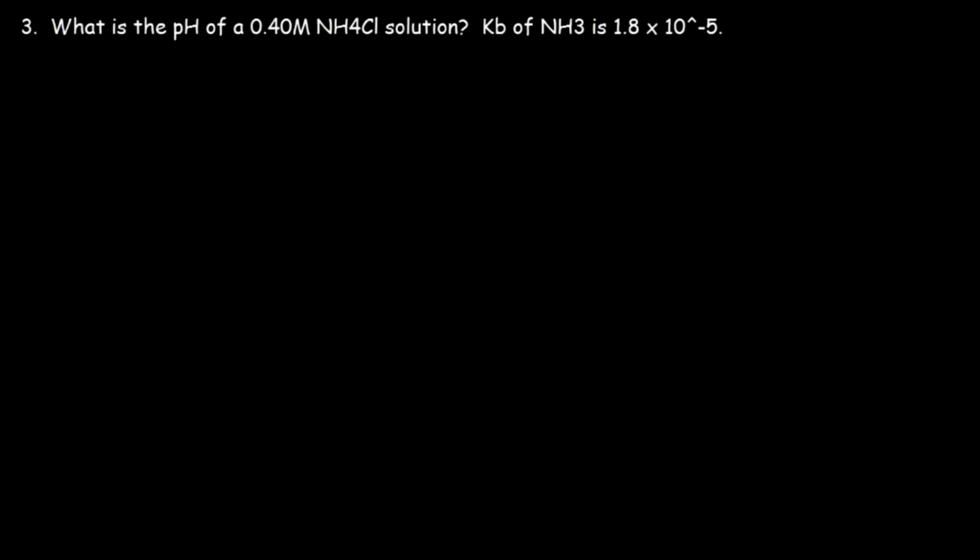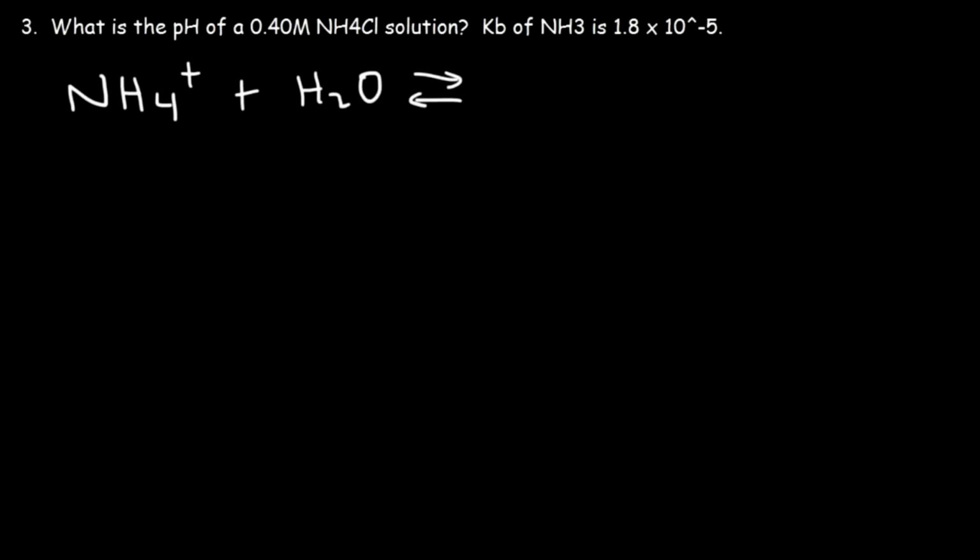Number 3. What is the pH of a 0.4 molar ammonium chloride solution? So in this problem, we want to find the pH of a salt solution. Ammonium chloride is an ionic compound, and we're given the Kb of NH3. So what should we do in this problem? We need to realize that NH4 plus is a weak acid, because NH3, the conjugate base, is a weak base. So let's write the reaction when it's added to water.